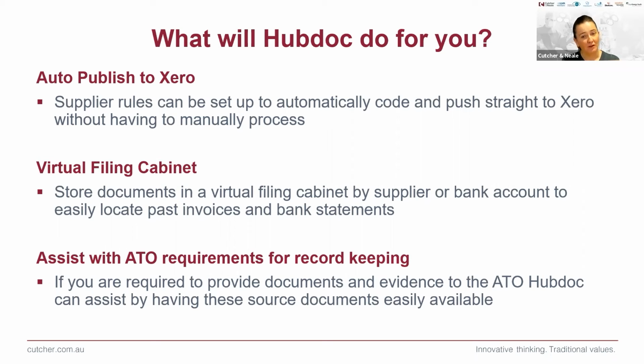It sorts them by supplier or your bank account, so you can easily locate past invoices and past bank statements. And also, something that people don't think about is it can assist with your ATO requirements for record keeping. So if you're required to provide documents and evidence to the ATO, HubDoc can assist by having your source documents easily available, already sorted for you. Very, very easy to capture those.